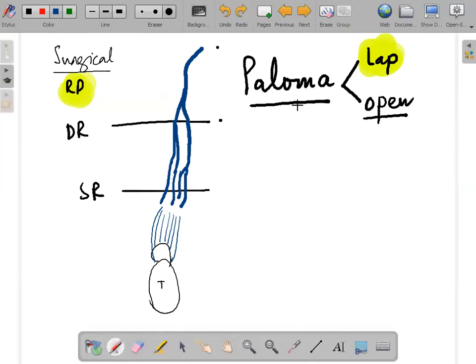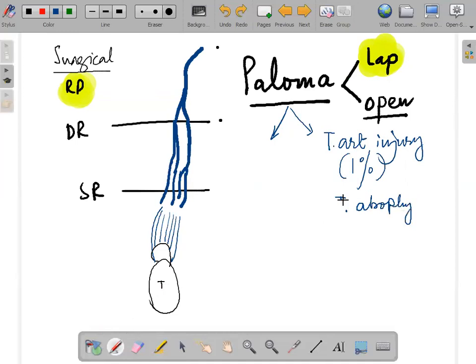So this is all about the Palomo technique, which is associated with a bit of complications, which will include, remember, two groups of complications. One is injury to the testicular artery, which is injured in 1% of the cases, and that may or may not lead to testicular atrophy. What is important, people propose, but what is purely the luck of the patient will be.